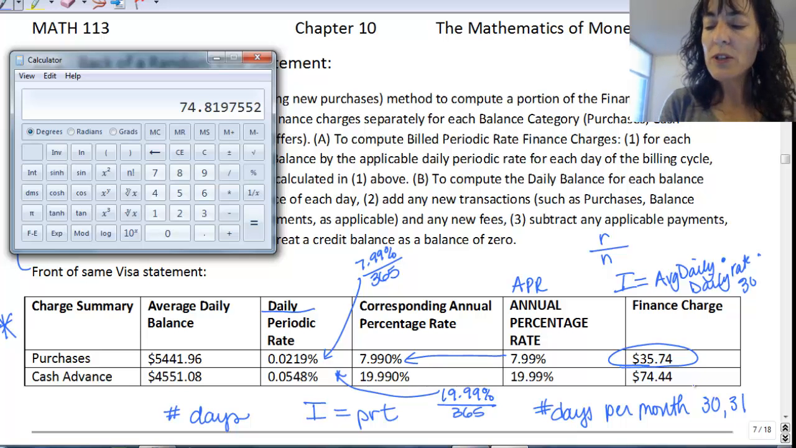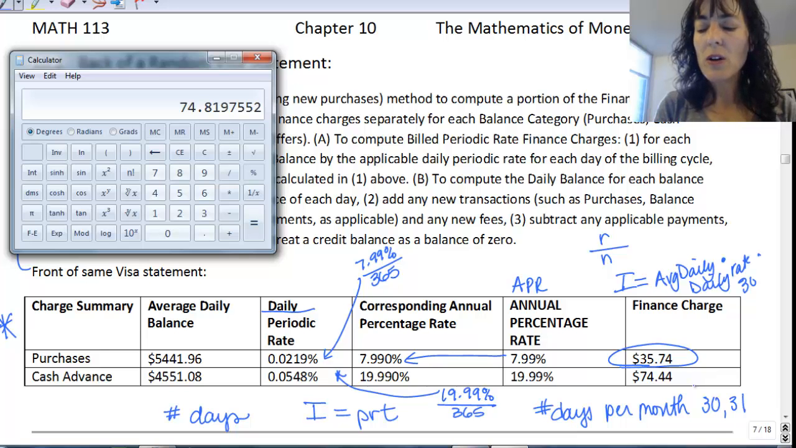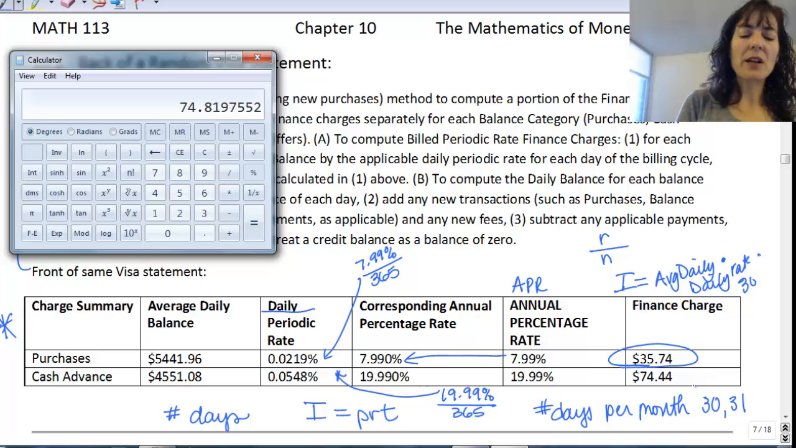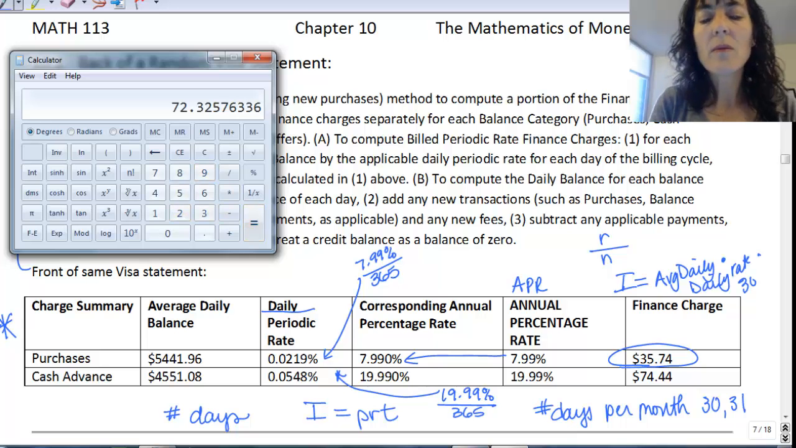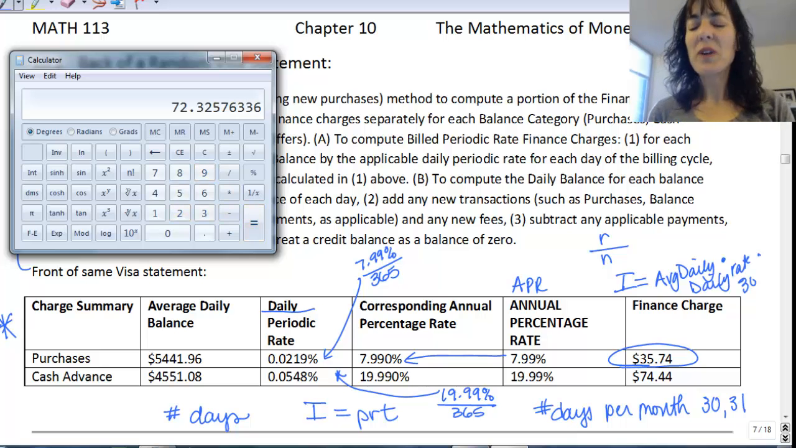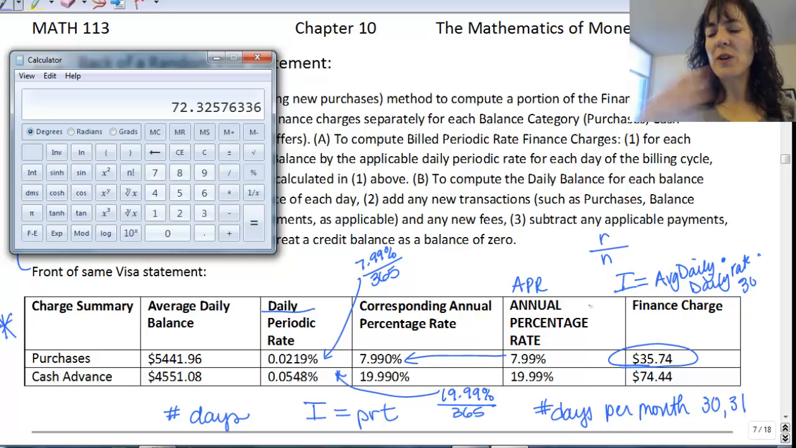Let's try it one more time. It shouldn't be 31 because that would make it a little bit bigger. I wonder if it is 29. I guess we could try that. 4551.08 times 0.000548 times 29. It's way lower. So again, we're very close, not exact, but very close in doing the average daily balance times the daily rate times 30.